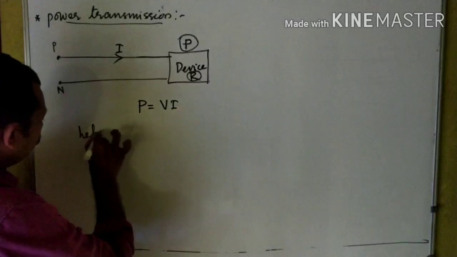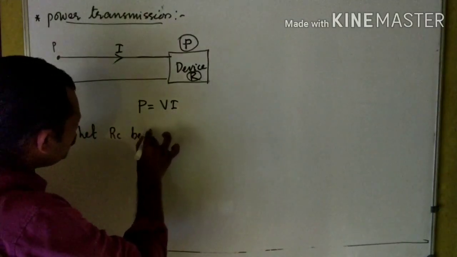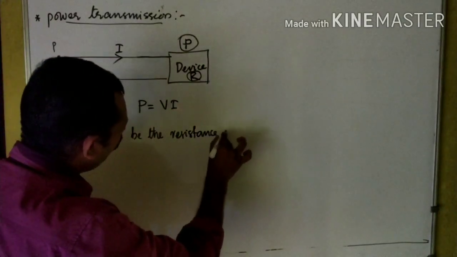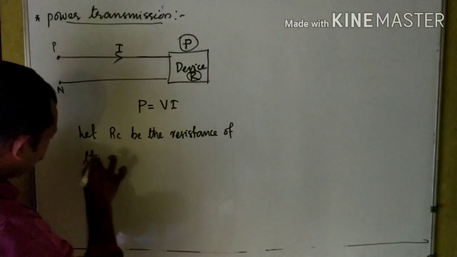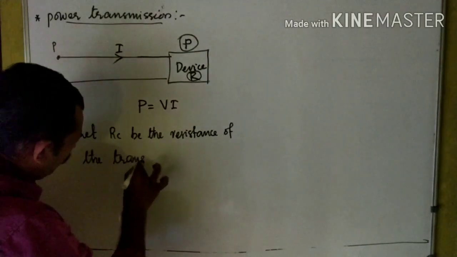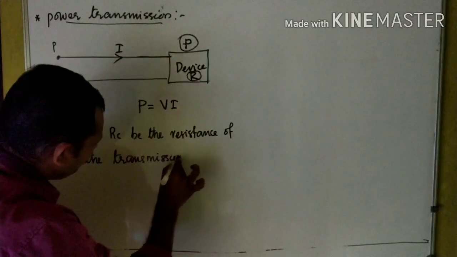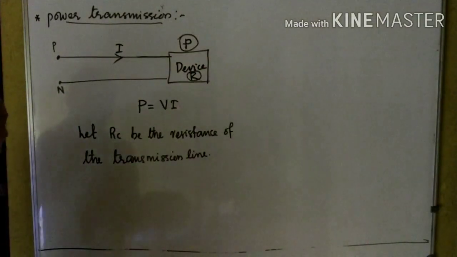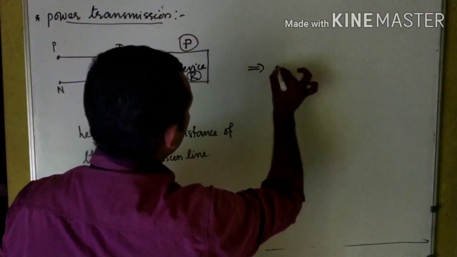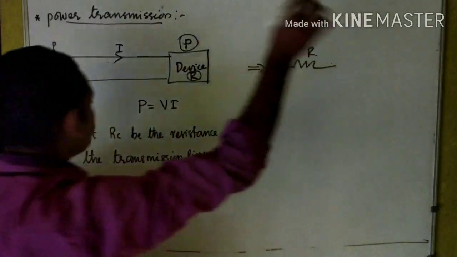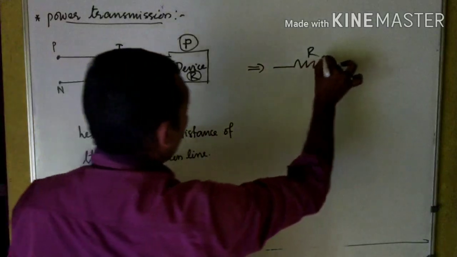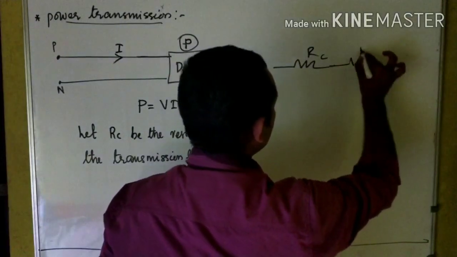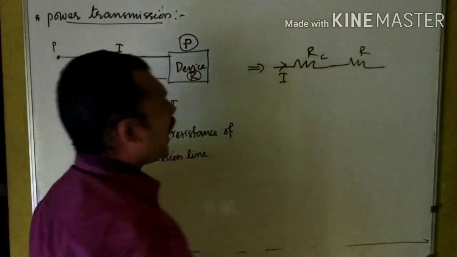Let RC be the resistance of the transmission line, which means I can treat the circuits together as this is resistance R, that is a resistance of the device. Oh, sorry, resistance RC, that is a resistance of the transmission line, and this is the resistance of the device, which is R. And the current in the circuit is I.